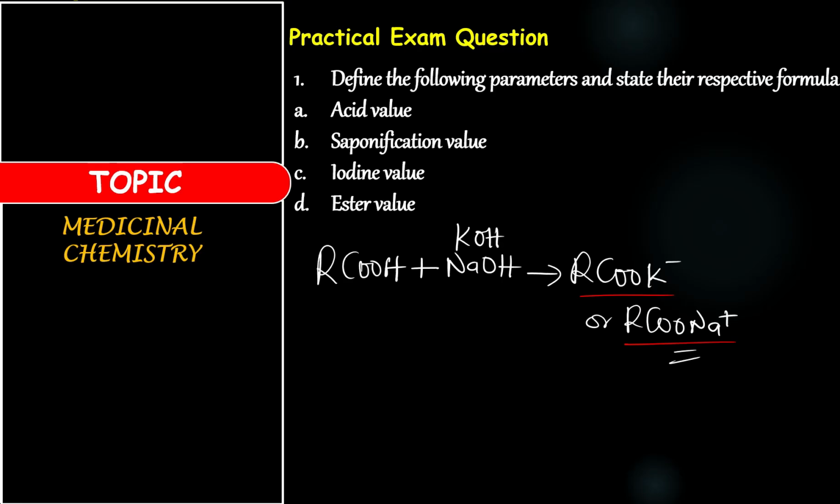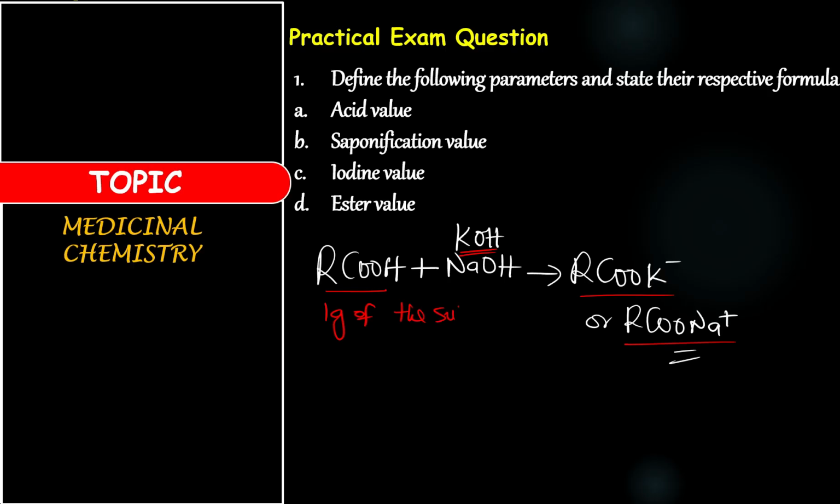Now saponification value, how is it defined? It's defined as the measure of the amount of alkaline. You see that it actually is a reaction between an acid and a base, right? You want to know the amount of alkaline required to saponify a certain amount of what? Fatty acid or fat and oil. It is expressed as the amount of KOH required to saponify 1 gram of the substance.